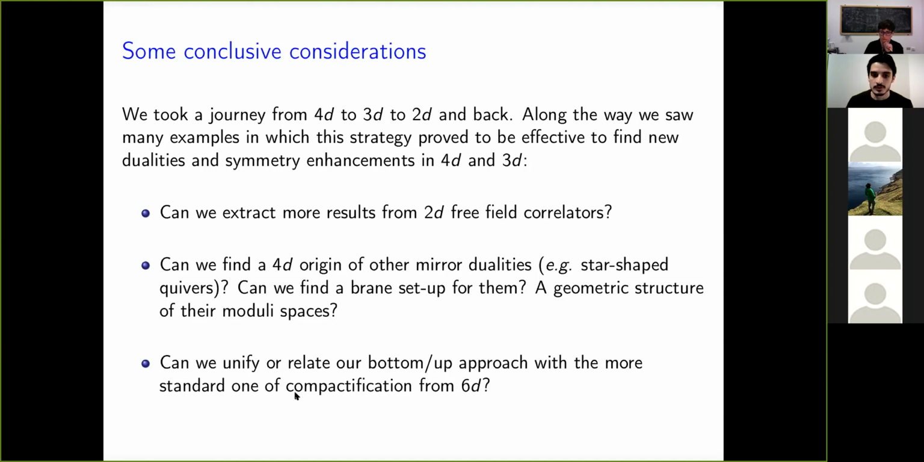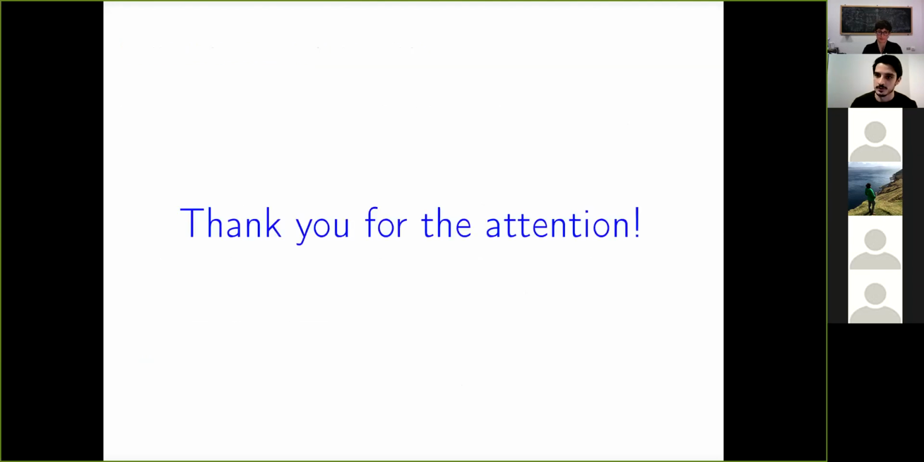And finally, I tried to stress the fact that our approach, which is bottom-up, goes in the opposite direction of the more standard approach of compactification from 6D. But I showed you a point where it seems that the 2 approaches make contact, and I think it would be very interesting to try to understand if these 2 approaches can be somehow unified or related in any way. So with this, I conclude, and thank you for the attention.